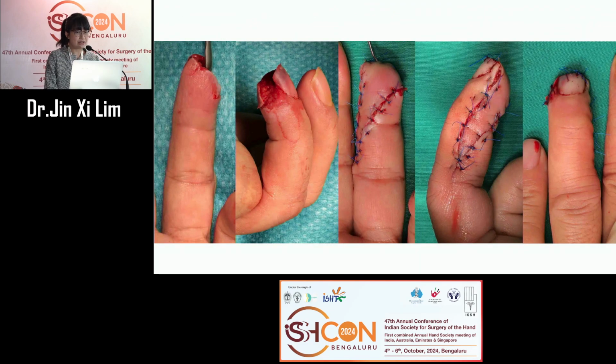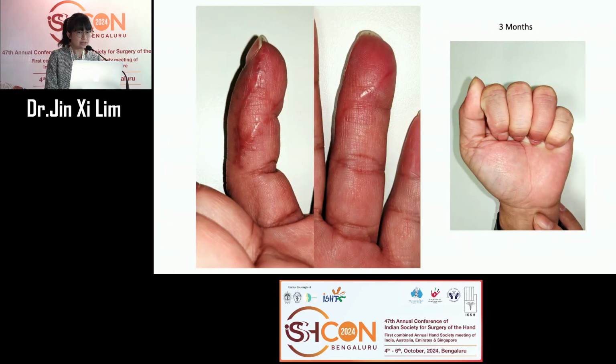So this is an NVI flap done for an oblique defect at the fingertip. And we can see here that the patient achieved really good results with normal sensation of the tip at 3 months post-op. I surveyed my colleagues yesterday night, and we all agree that we get good motion in about 80% of the patients when we do this flap.